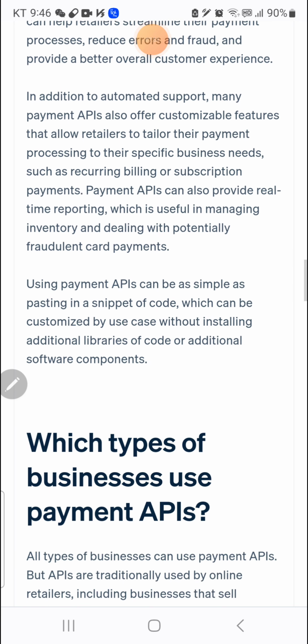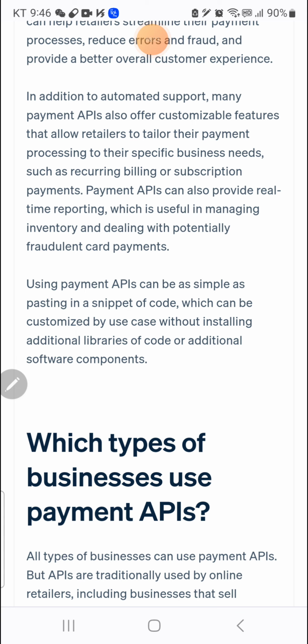In addition to automated support, many payment APIs also offer customizable features that allow retailers to tailor their payment processing to their specific business needs, such as recurring billing or subscription payments. Payment APIs can also provide real-time reporting, which is useful in managing inventory and dealing with potentially fraudulent card payments.